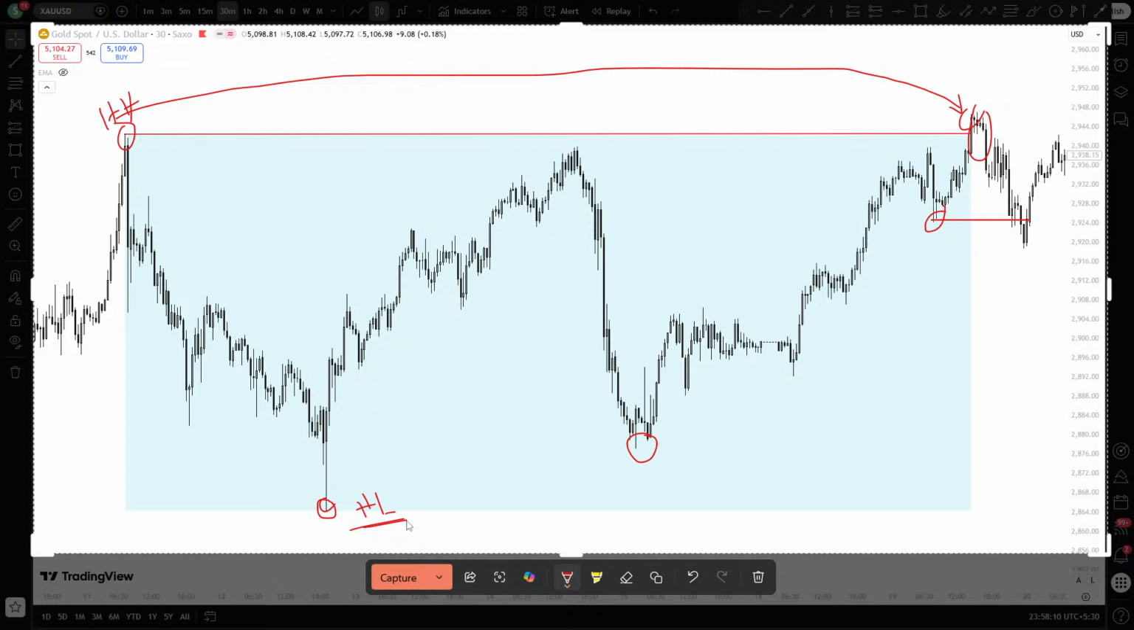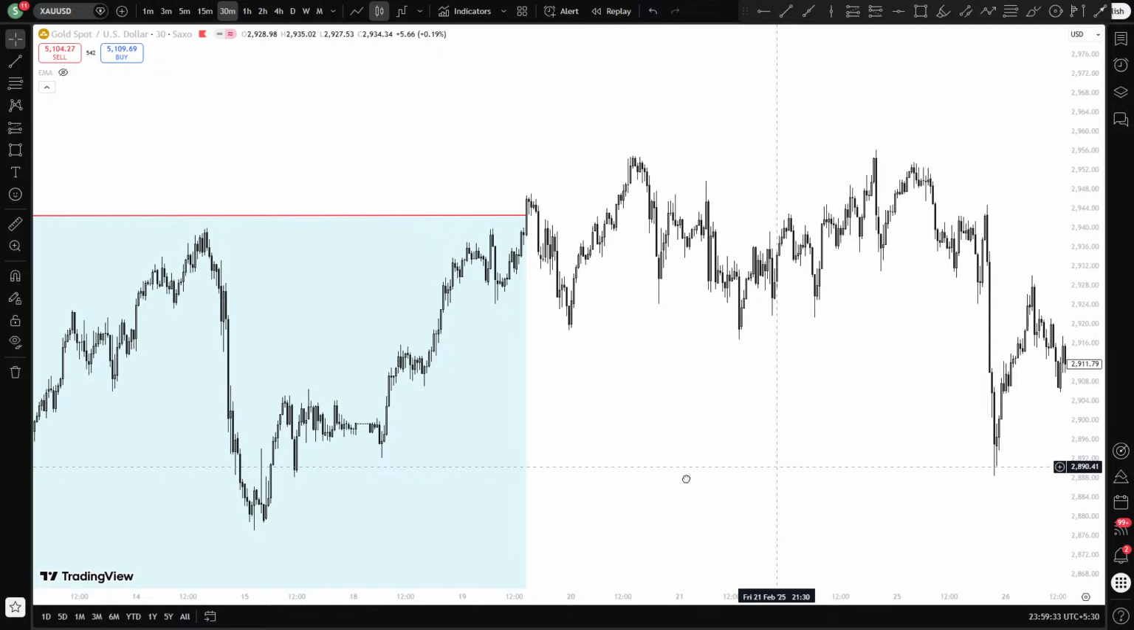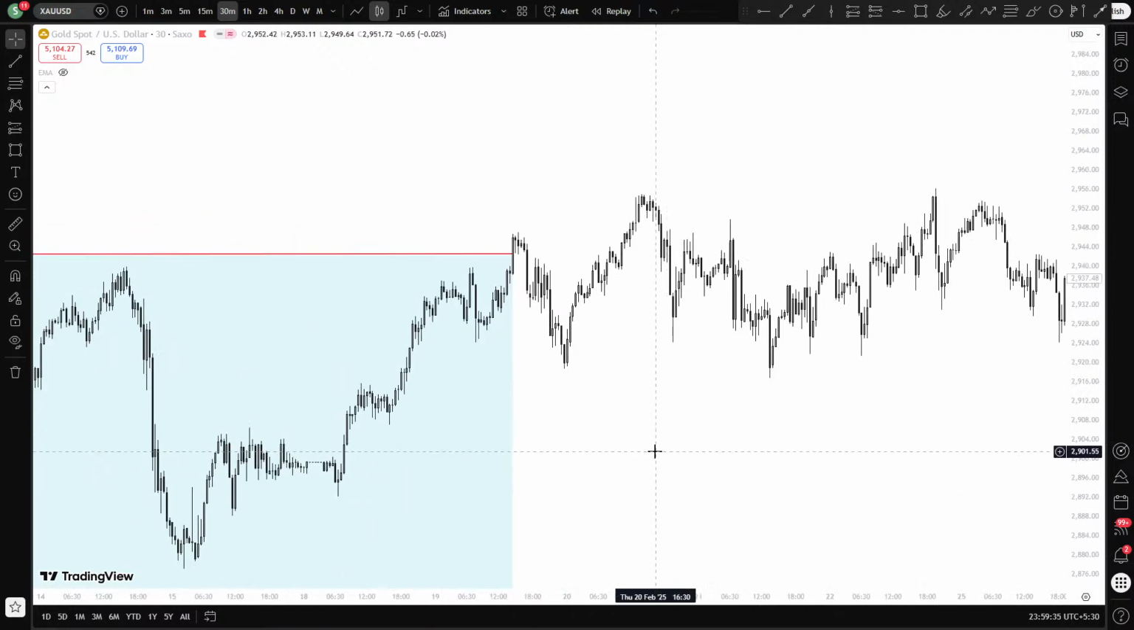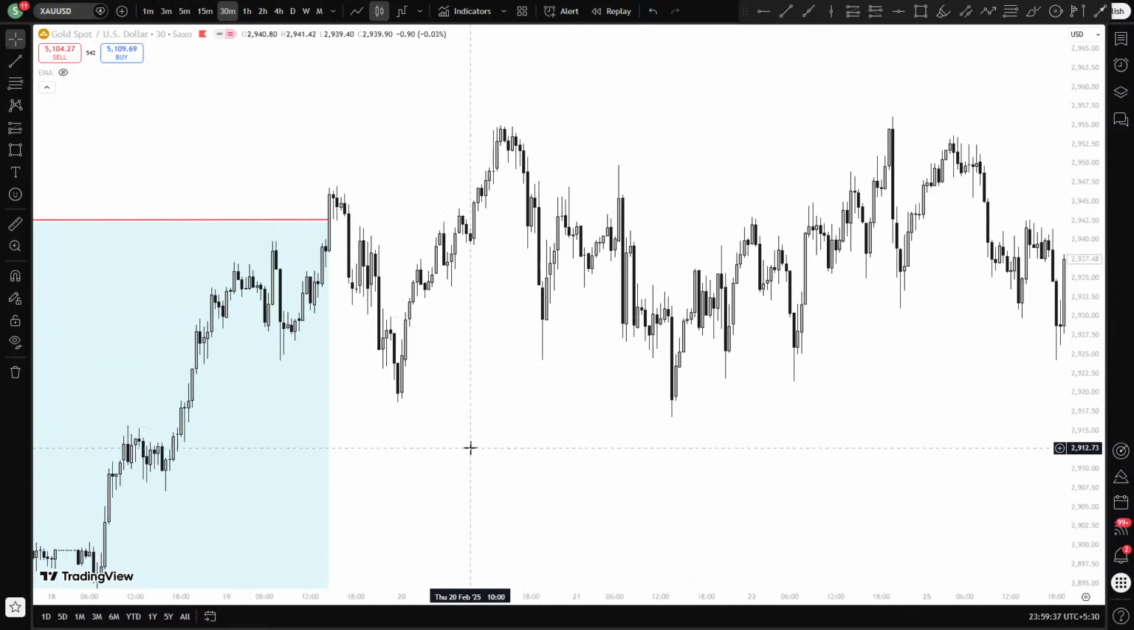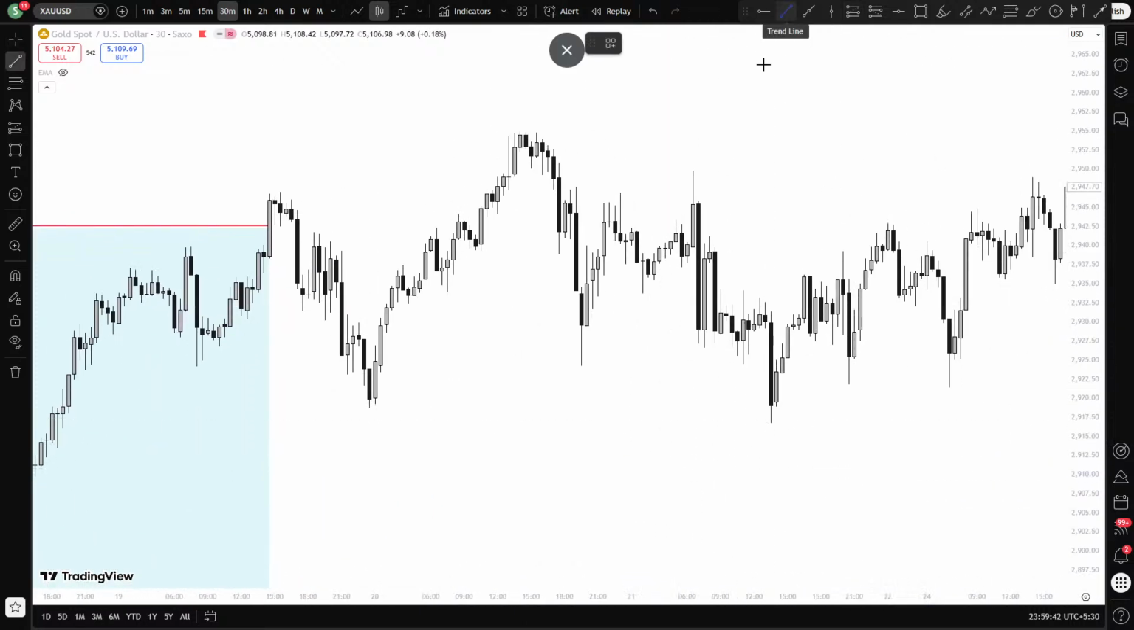And that's how you read the market when it comes to the higher high and the higher low. If you have any question, or you don't understand something and you want me to explain more about it, you can just comment in the comment section so that I can at least do something about that.